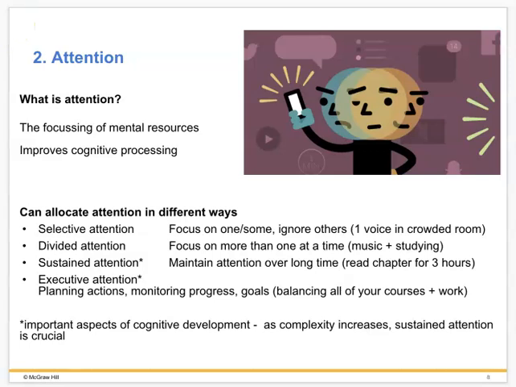Another important aspect of the information processing approach, and information processing, the act of doing that, is attention. Your improved ability to attend to relevant things and ignore things that are not relevant increases your IP speed. The focusing of mental resources improves cognitive processing. You can't possibly attend to everything.